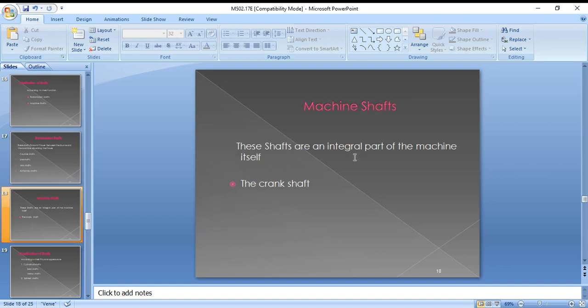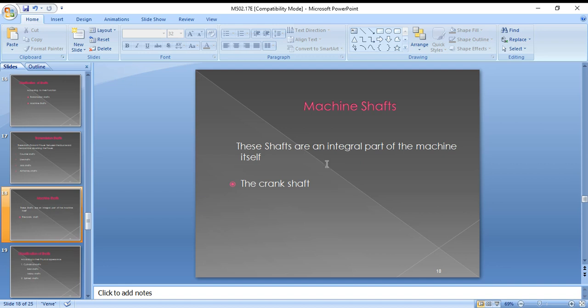So the next one is the machine shaft. The second shaft is the machine shaft. These shafts are an integral part of the machine itself. Here the power stays within the machine only; it is not transmitted to another machine. Generally it is like the crankshaft. The power is produced in the engine, and the crank is also in the engine. So in producing the power itself we use the crankshaft. The shaft is within the machine itself, so that is why it is called a machine shaft.